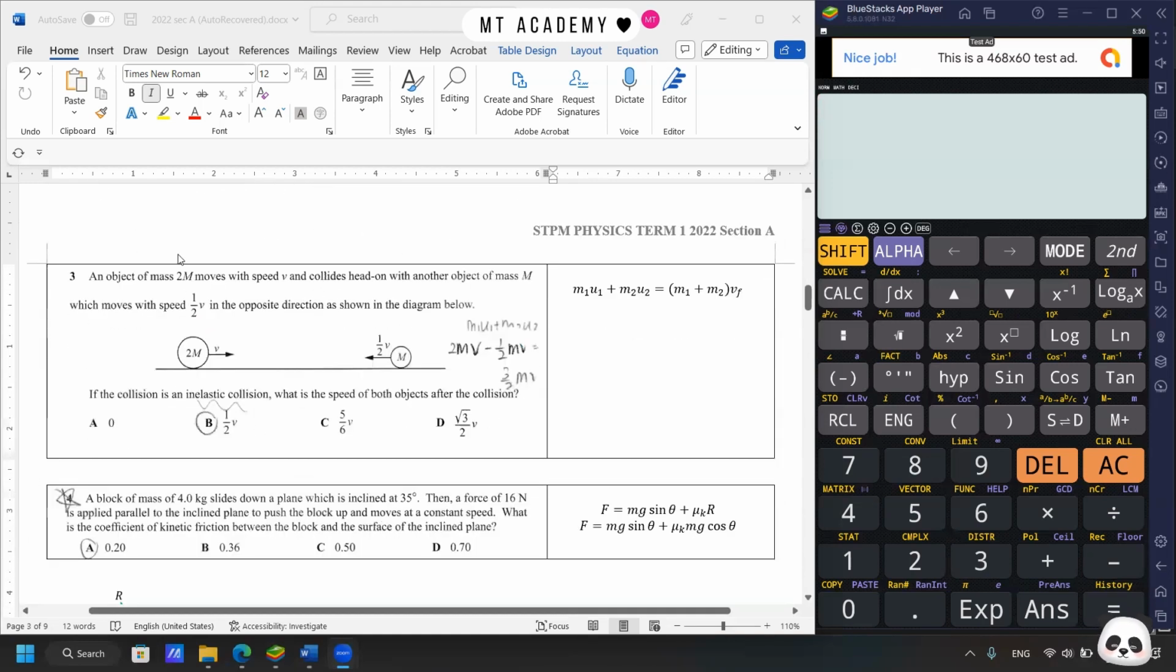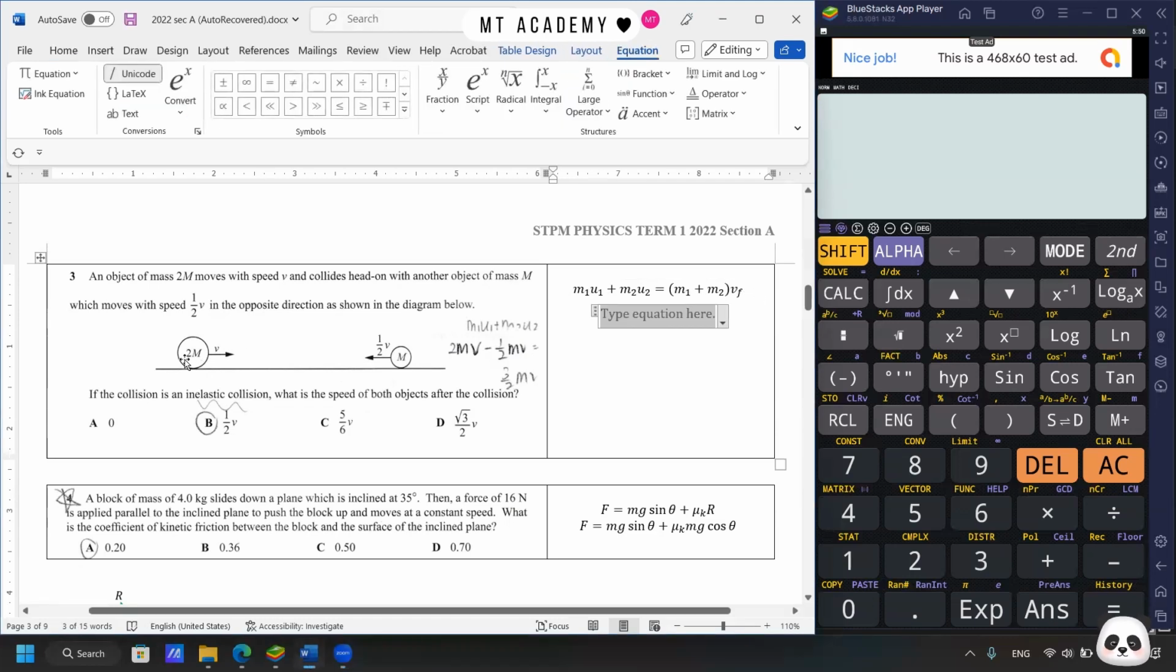We move on to question number 3. An object of mass 2m moves with speed v and collides head-on with another object of mass m, which moves with speed half v in the opposite direction. If the collision is an inelastic collision, what is the speed of both objects after the collision? Quite simple, it is an inelastic collision. So we can use this formula: m1u1 plus m2u2 equals the total mass multiplied by the final velocity. So let's put in all the values given.